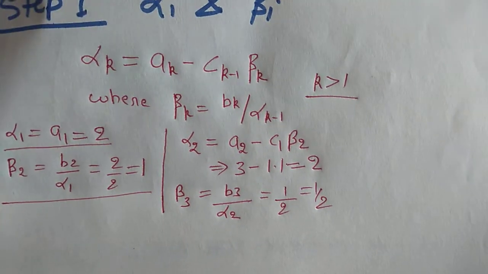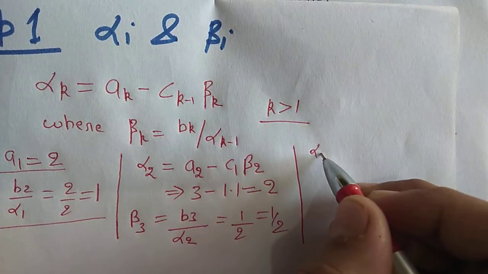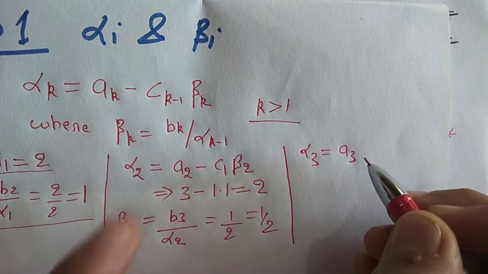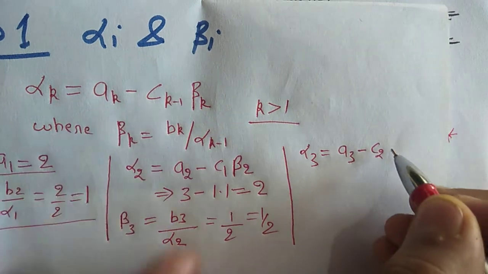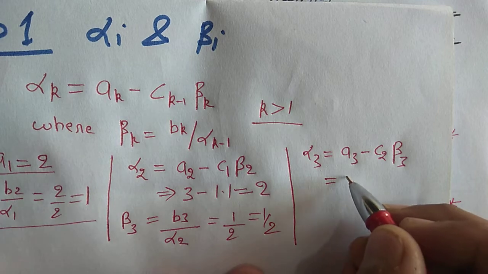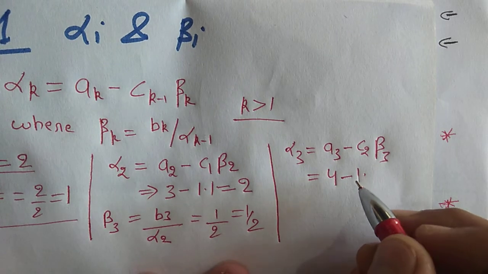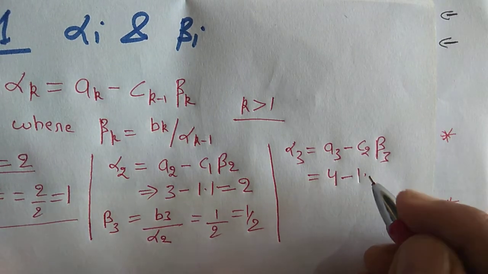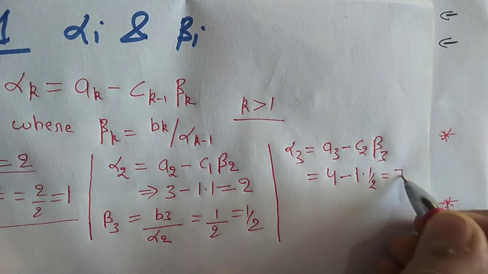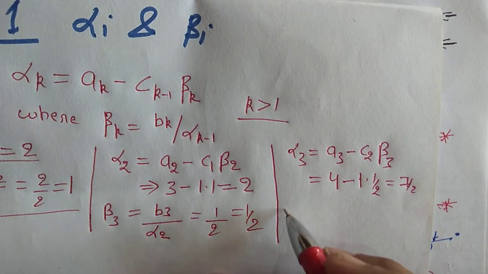Fine. Now let us find the alpha 3. So alpha 3 is A3 minus C2 and beta 3. So A3 equal to 4, minus C2 equal to 1, and beta 3. So beta 3 equal to 1 by 2. So this is the 7 by 2. So your alpha 3 equal to 7 by 2, and beta 4.